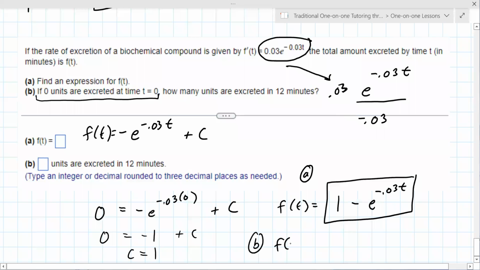For part B, you're just evaluating at 12. And that's not too bad. So you just put 12 in for t, e to the minus 0.03 times 12. Grab a calculator, and it says to round to 3 decimal places. Okay, 0.302 for part B.